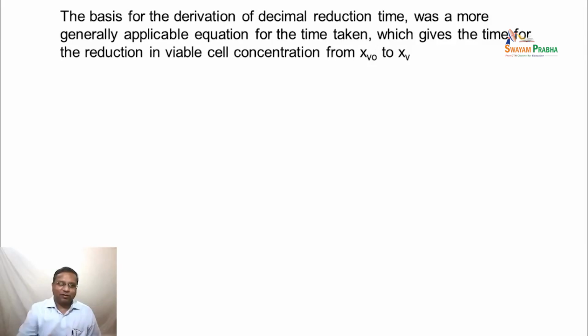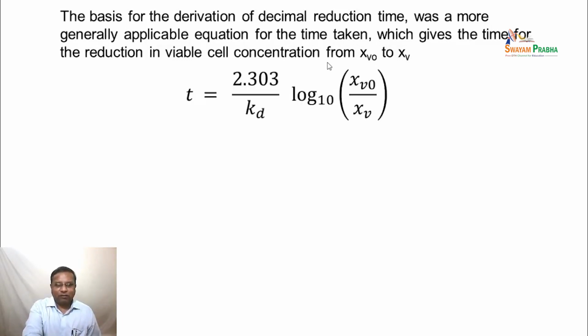To do that, let us go back and look at the basis for the derivation of decimal reduction time. I think we went through it during the review process. So let me just say, this gives the time for the reduction in viable cell concentration from xv0 to xv. We had derived the time to be 2.303 by Kd log to the base 10 xv0 by xv.